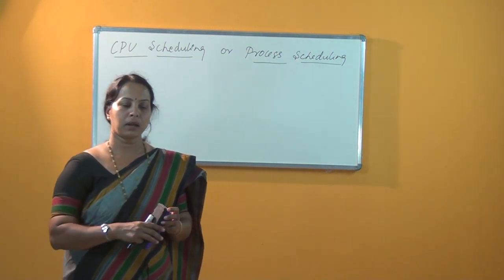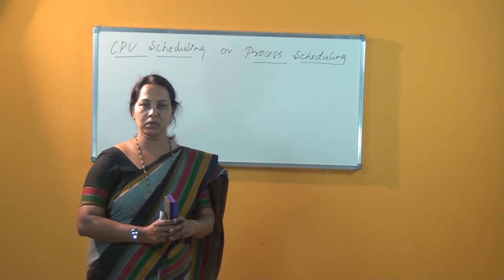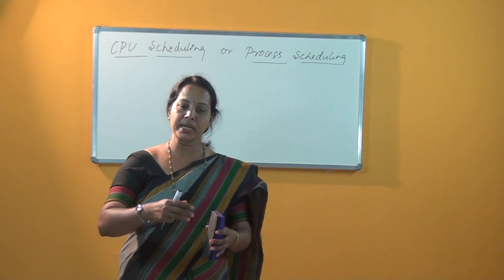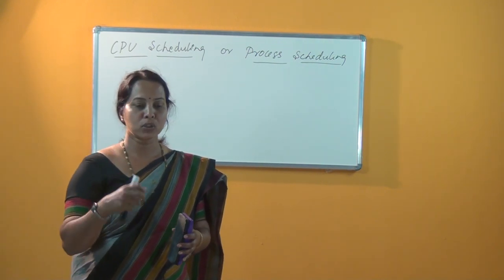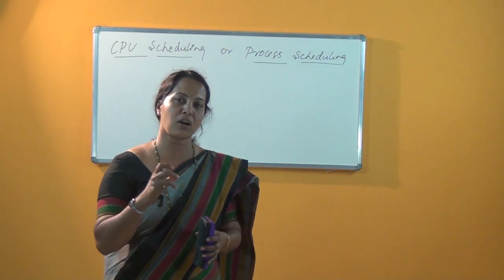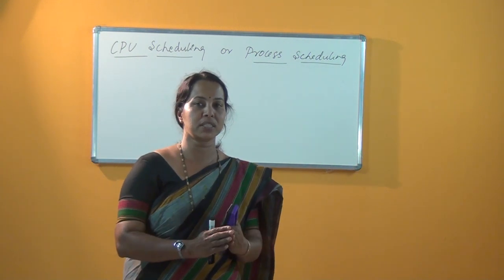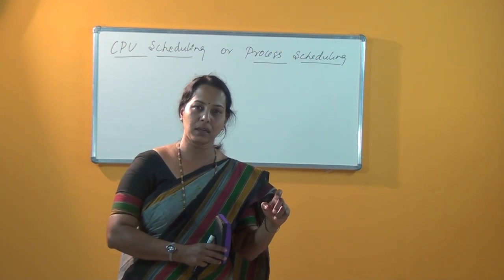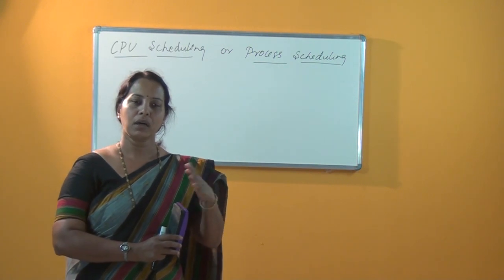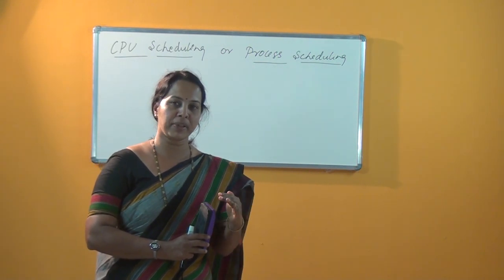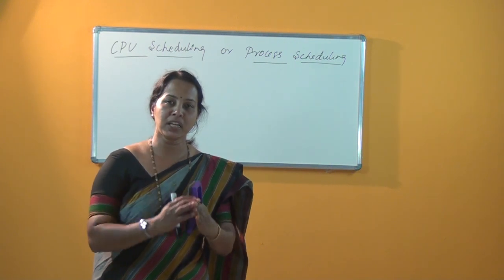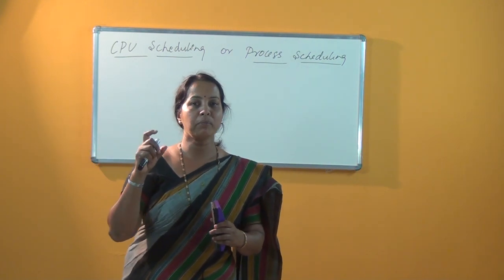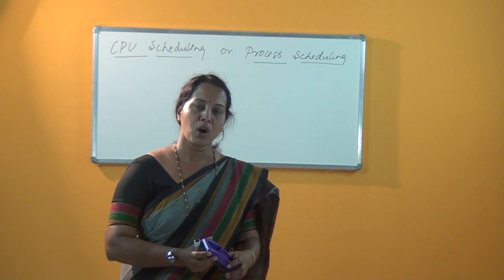In a multi-programmed operating system, the objective is the maximum utilization of the CPU, because multiple tasks run simultaneously. So the maximum utilization of the processor is very important. If the CPU is idle, without any work, then the throughput of the system will be reduced. That means the capability of the system gets reduced, so maximum utilization of the CPU is the main objective of the multi-programmed operating system.